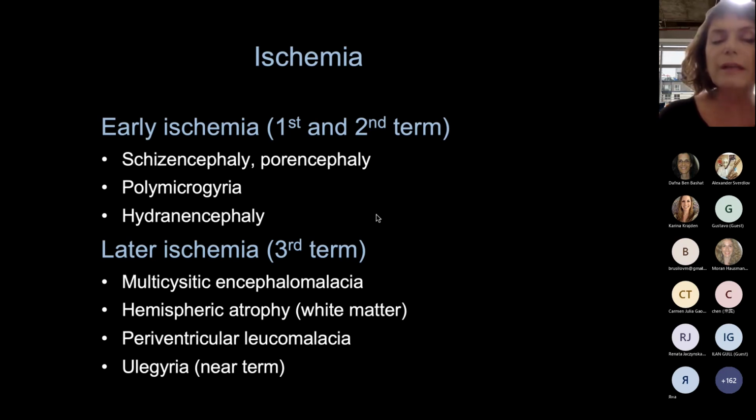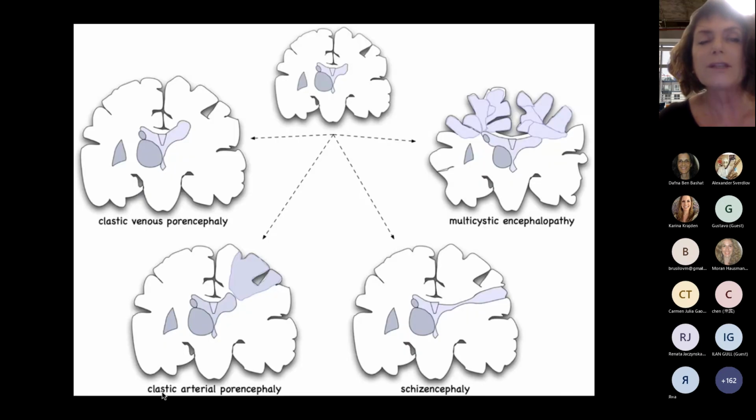When the ischemia appears later, into the third trimester, and as you see, it really matters where you practice, which country you're working in. We are seeing a lot of very late abnormalities because of the scanning capabilities of everyone in this group. So with the later ischemia, you can see multicystic encephalomalacia, and then you can get atrophy or periventricular leukomalacia, or sometimes ulegyria, which is a very typical, unusual cortical abnormality that you can see.